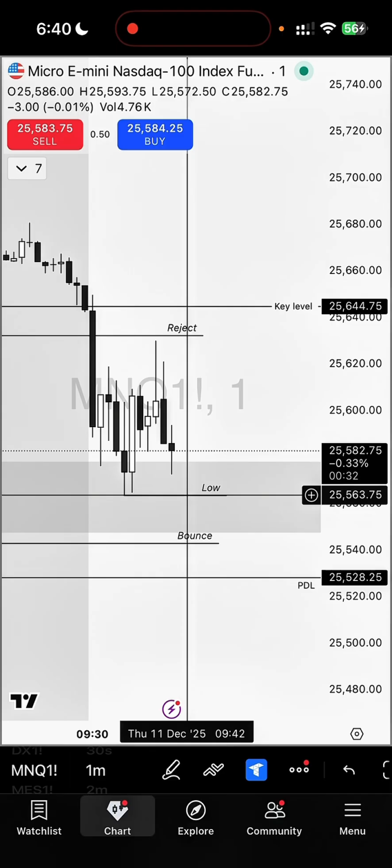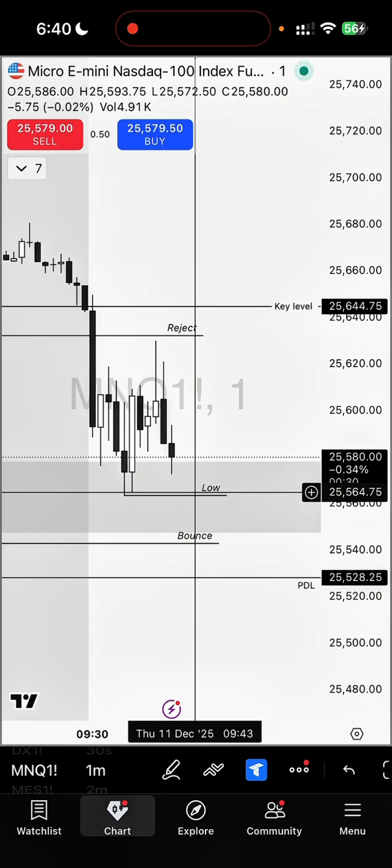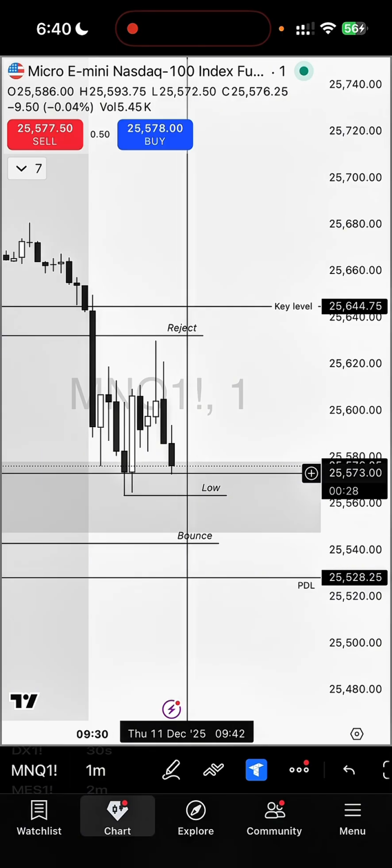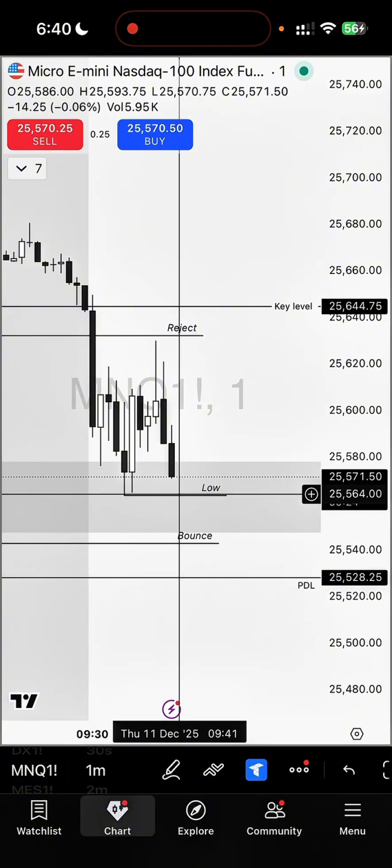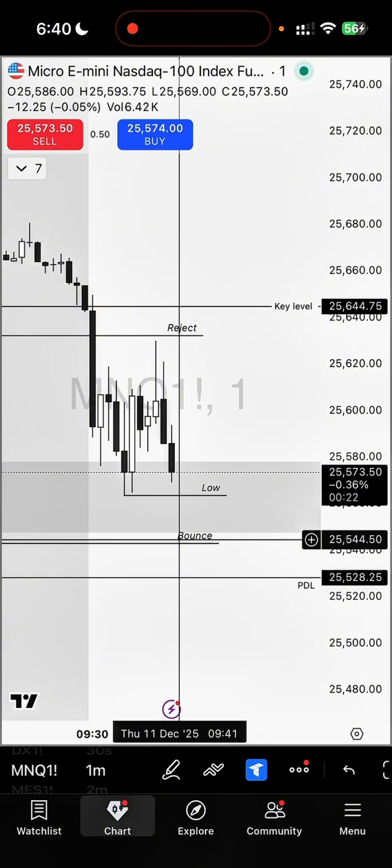If we are able to take this low or create some sort of a low, or we are creating higher lows basically. In the meantime, we do create this low. I want to see a bounce from here. That's how I'm going to see it.